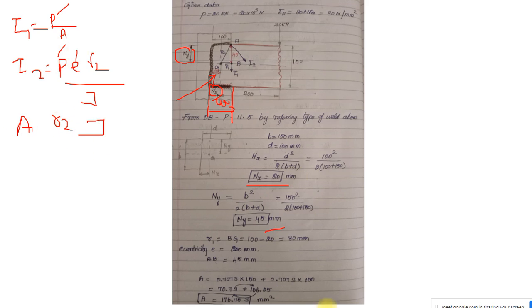So first let us find out A. What is A? I have one parallel fillet and I have one transverse fillet. So 0.707 S into 100 plus 0.707 S into 100, where I have the term of A in terms of S, 176.75 S millimeter square. After which I am finding out the direct stress. Direct stress is equal to P by A, load by area. So I know the load value and I know the area value in terms of S. So I have the direct stress value.